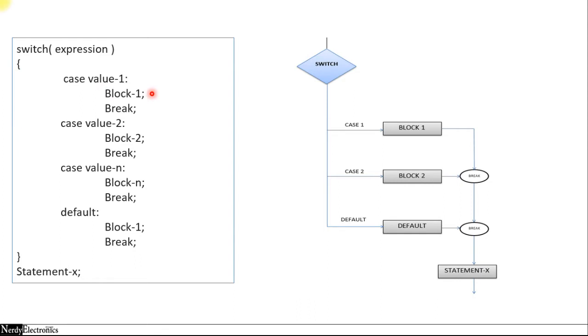What we write here is the block for case 1. And then we have a break statement. The break statement takes the execution out of the switch block. So once the break is executed, it goes out here to execute statement X. If the value of the expression is 2, this will get executed. If it is 3, this will get executed.